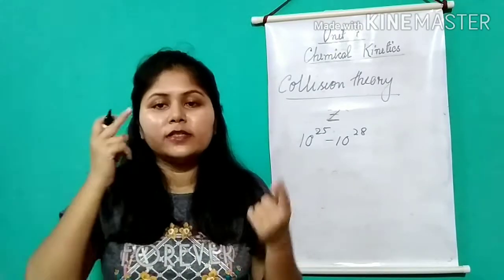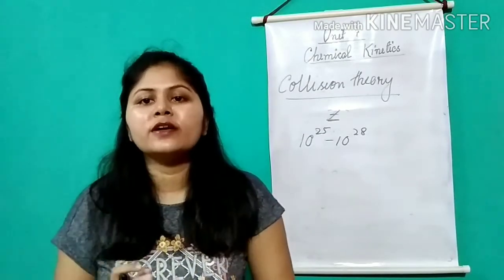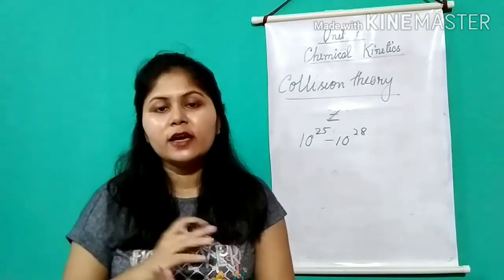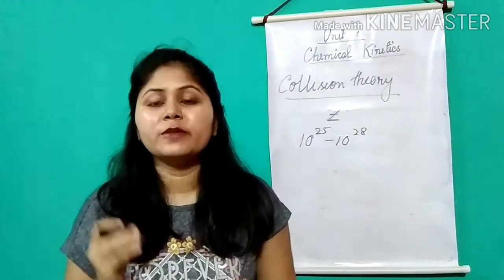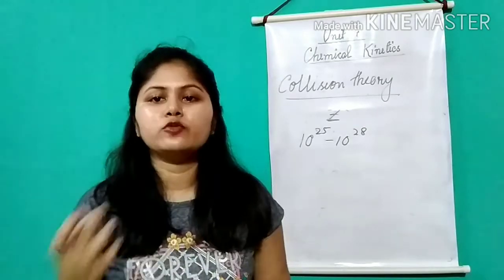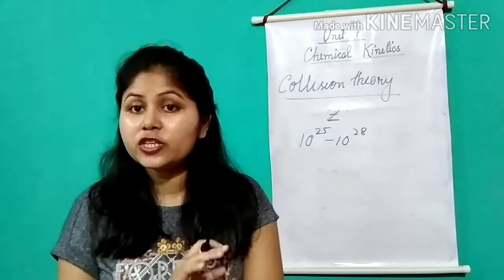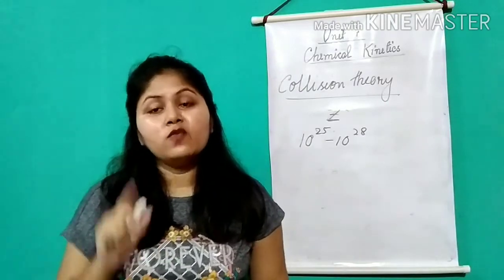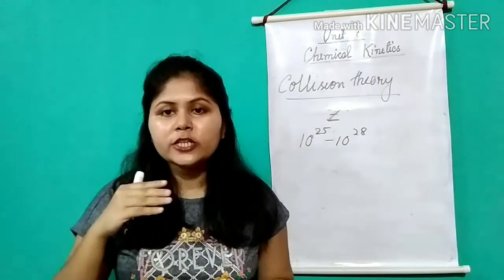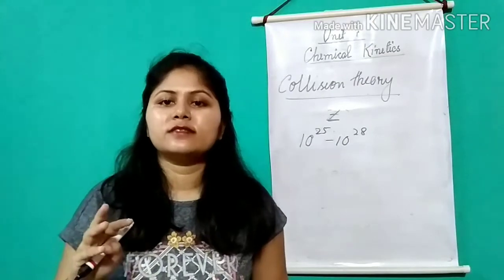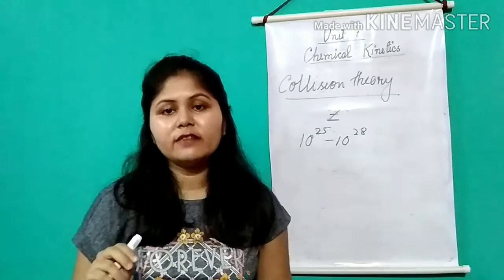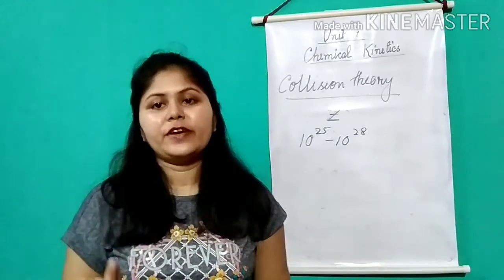But if the reaction takes more time to occur, that means effective collisions did not occur. Most of the time it happens that effective collisions do not occur because the reaction takes much more time. So this is my fourth point. Fifth point: what are effective collisions? The collisions which actually produce the products in the chemical reaction are known as effective collisions.